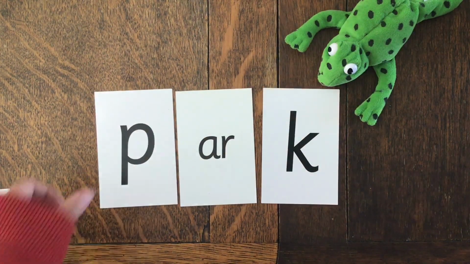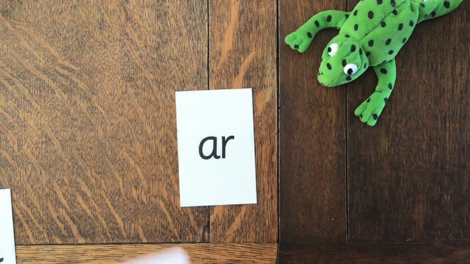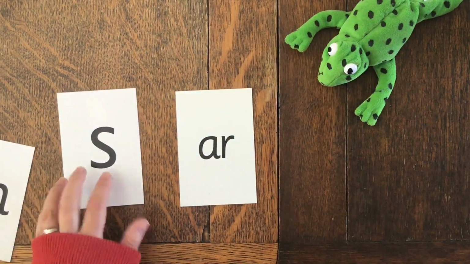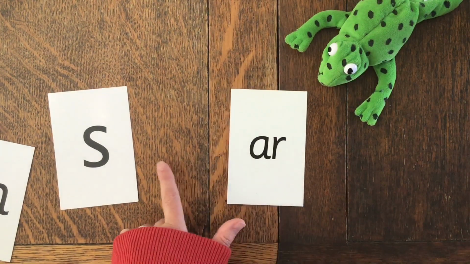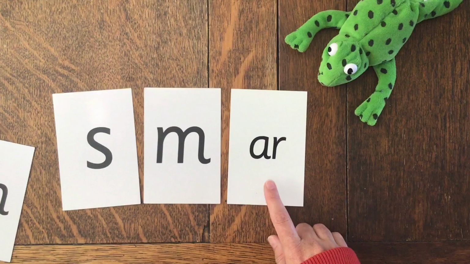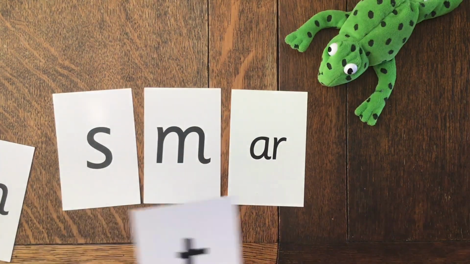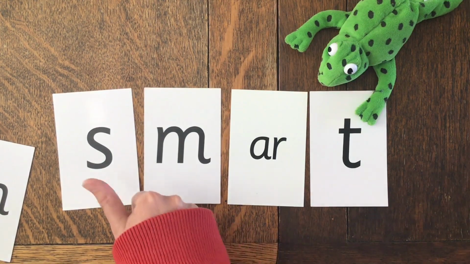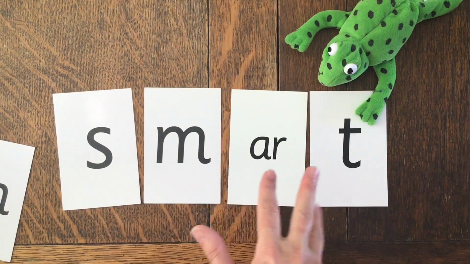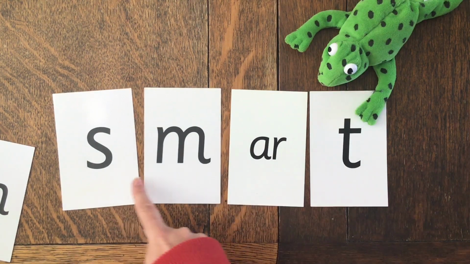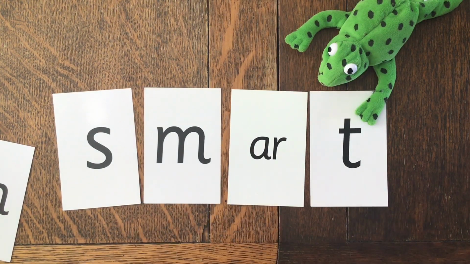Let's see, what should we do for the next word? Let's take the p and the k away, and let's have the s. I'm going to move the r along a bit because I'm going to fit another sound in. So I've got s, m, r, t. Let's Fred talk that one. S, m, art. And blend it. Smart. And one more word.